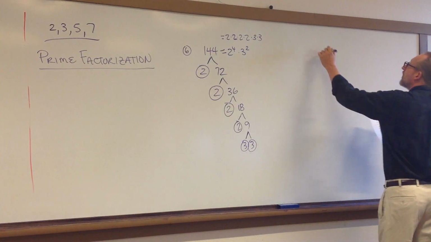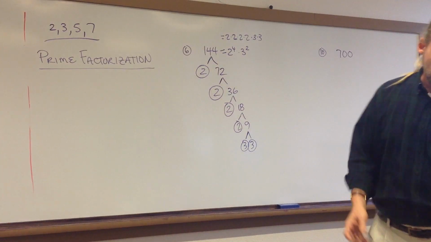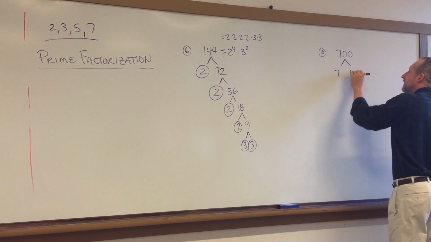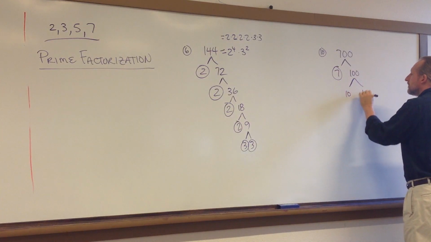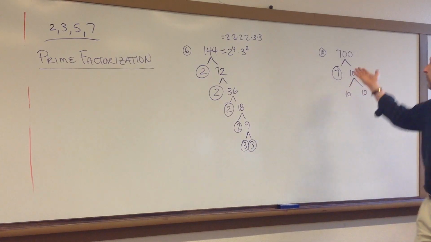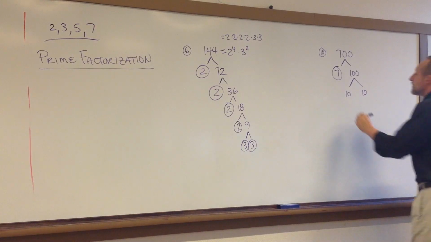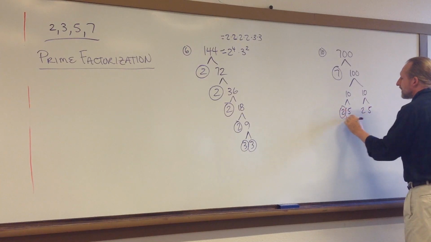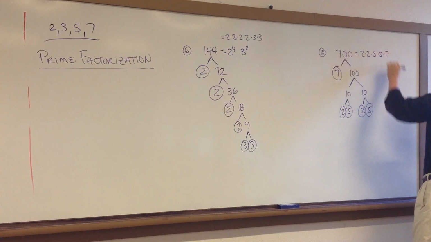Let's do problem 10. This is a pretty large number, 700. And I would start simple with this. What times what is 700? I wouldn't get too fancy. 7 times 100. Pretty straightforward. The 7 is prime. We'll put a circle around it. 100, 10 times 10. And again, you could use 4 times 25. You could use 5 times 20. It doesn't matter. 2 times 50. You're going to end up in the same place. This 10 is 2 times 5. That 10 is 2 times 5. And there's our prime factorization. 2 times 2 times 5 times 5 times 7.